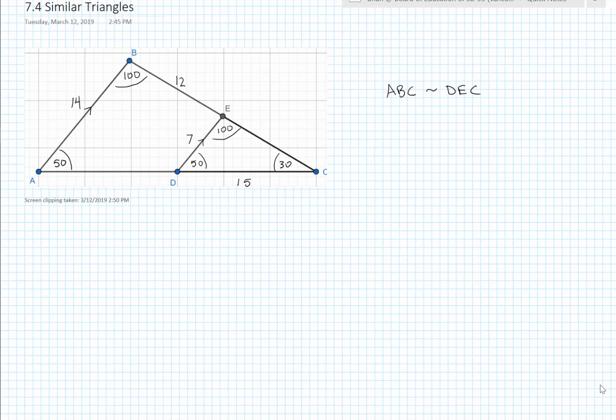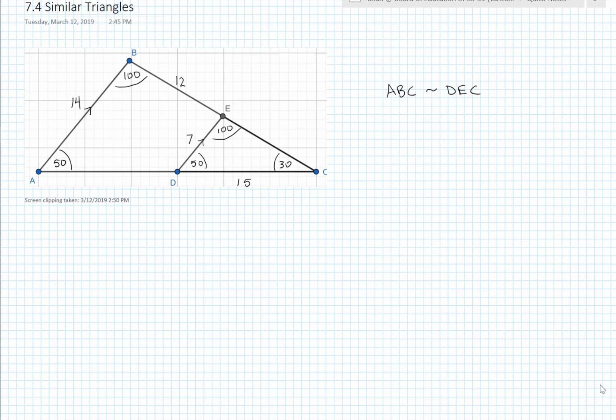So I've actually given you more information in this triangle than you might otherwise get. I've indicated all of the angles, and you can see that angle A is 50 degrees, and that's the same as angle D. Angle B is 100 degrees, and that's the same as angle E. And then angle C is actually shared by both triangles, and it's obviously 30 degrees for both triangles.